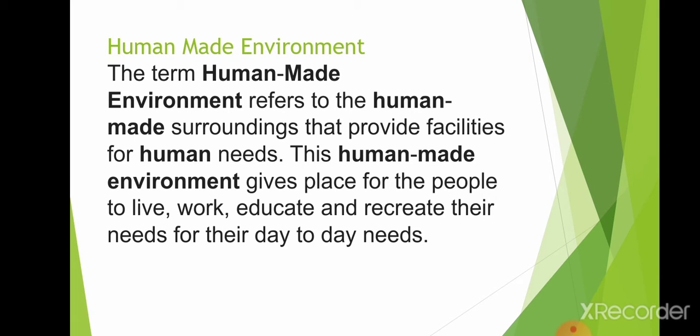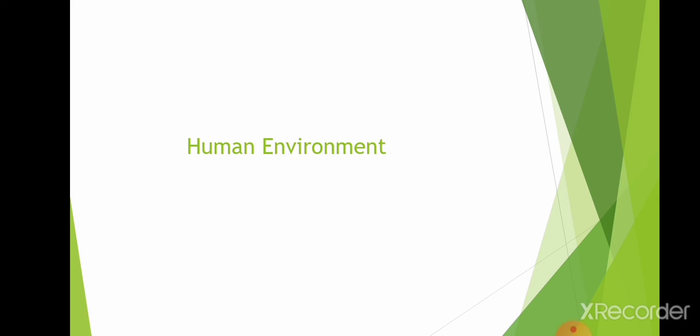Okay, let's see the definition now. The term human made environment refers to the human made surroundings, all the surroundings which are nearby us, which are created by human beings. Human beings made this environment to live, to work, to educate, like schools are there for you children, and to fulfill their needs. So this is human made environment. Children, this second component of environment we have done. Now let's go to human environment.